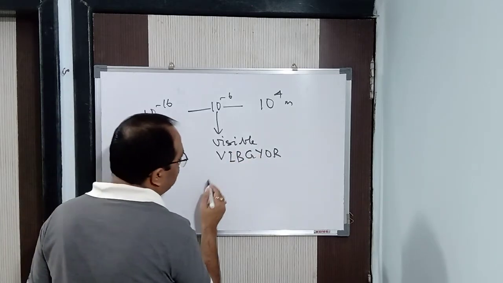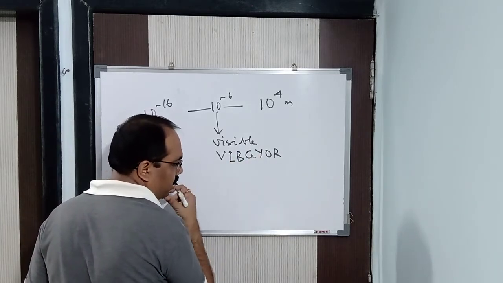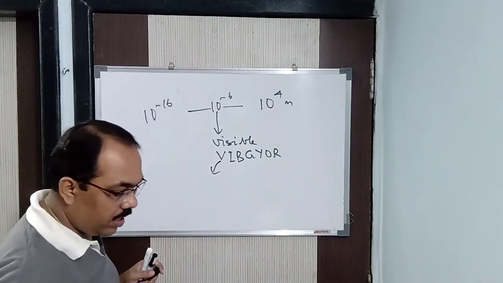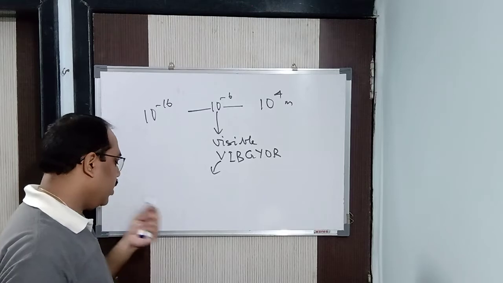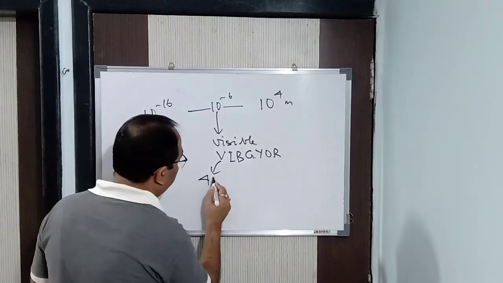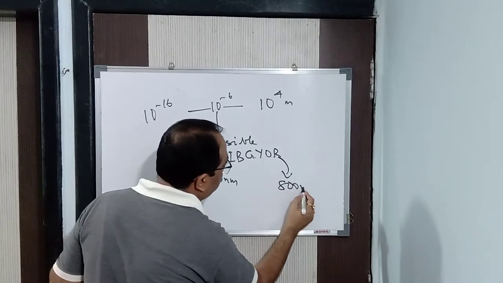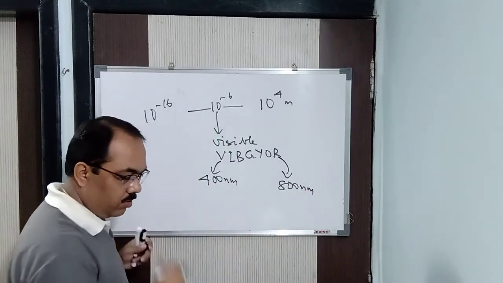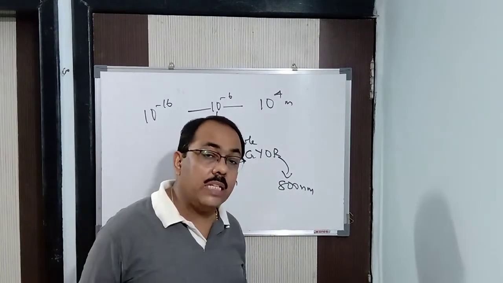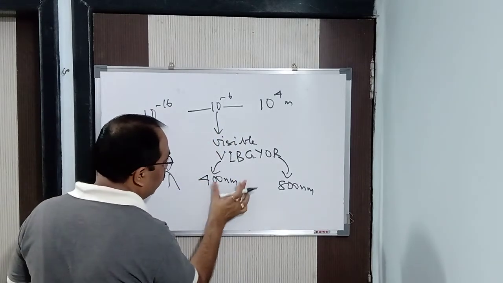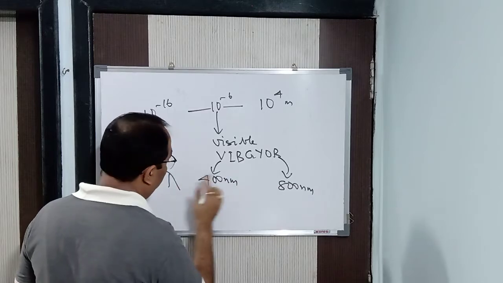On an approximation, I am saying on an average, the visible range, VIBGYOR, ranges from 400 nanometer to 800 nanometer. The wavelength of the violet is 400 nanometer, and for the red it is 800 nanometer.